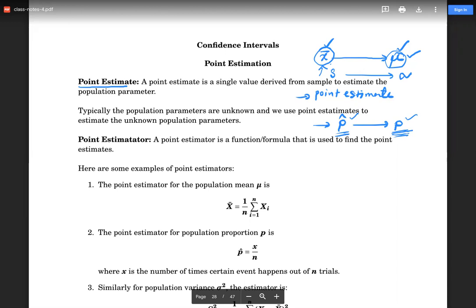Now, a point estimator is just the formula that is used to calculate the point estimate. So for X bar, we use this formula. That means you add up all the numbers divided by the total number of data points. For P hat, proportion is the same as percentage. So P hat is X over N. That's the definition for P hat.